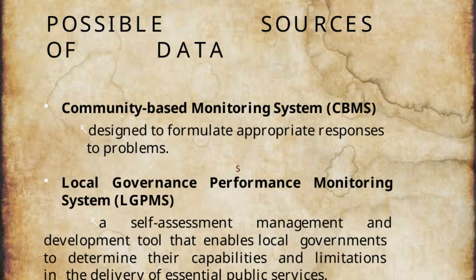Both of these systems are crucial tools in our overall effort to improve governance and service delivery. They help ensure that responses are data-driven and tailored to actual community needs. As for possible sources of data, they can come from various channels: surveys, administrative records, community feedback, and even direct observations. These sources provide the information needed to make informed decisions and track progress over time. In essence, both CBMS and LGPMS are about turning data into insights that enable us to serve our communities better and strengthen local governance.